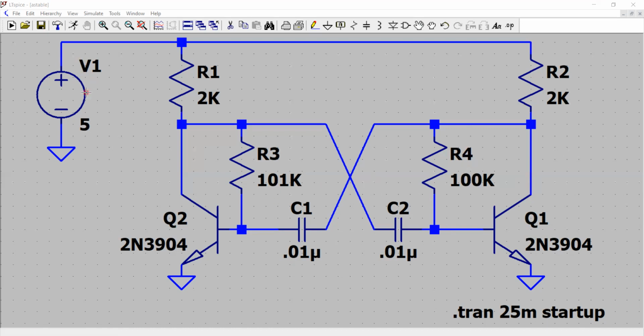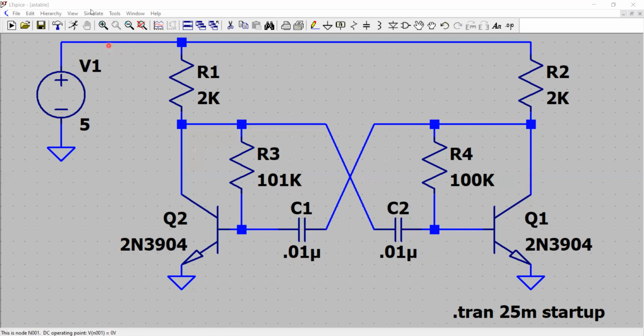So when you are using the 5-volt DC power supply, and as I said, I just explained the working principle of this circuit, we are running a transient analysis for this circuit. For example, we are running this analysis with the dot run. We will run the simulation for 25 milliseconds, and there is a startup command. So it is an oscillator circuit. That's why it will start building up the waveform. And this is the startup time that we are giving it.